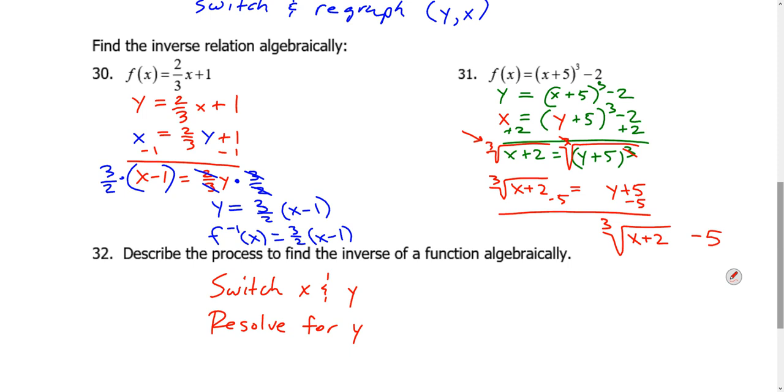On the outside, notice this line doesn't cover the 5. It's not supposed to, not on this problem. And I'm going to just go ahead and switch it back to f inverse of x.